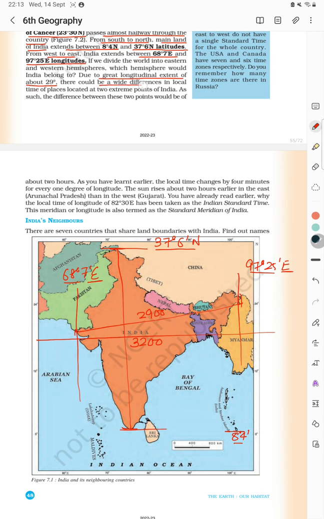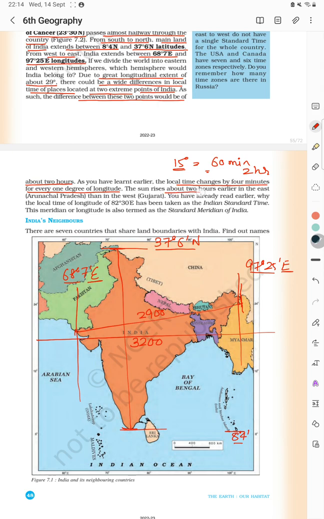So there could be a wide difference in local times of places located at two extreme points of India, from here and from here. The difference between these 2 points would be of about 2 hours, as we know that local time changes by 4 minutes for every 1 degree of longitude. So 4 minutes every 1 degree, then 15 degree 60 minutes. Here we have a difference of around 29 degrees, so we'll be having a difference of around 2 hours or 120 minutes.